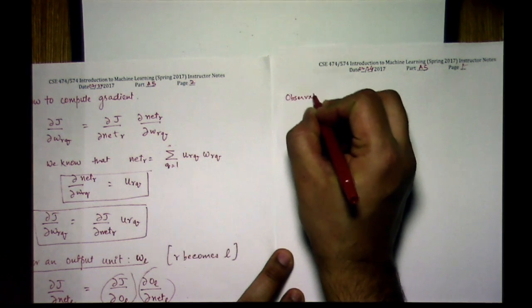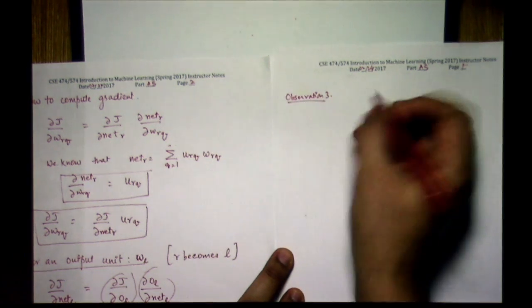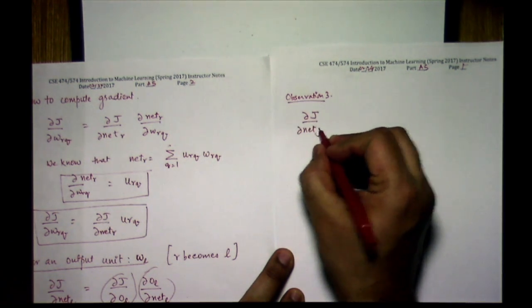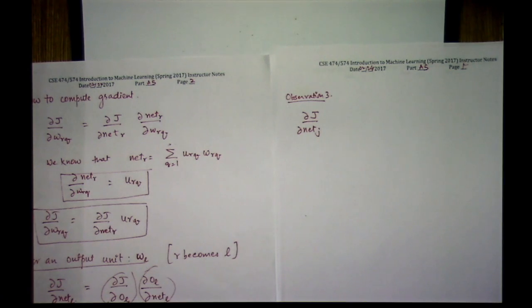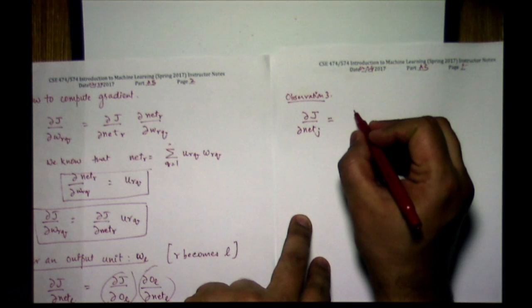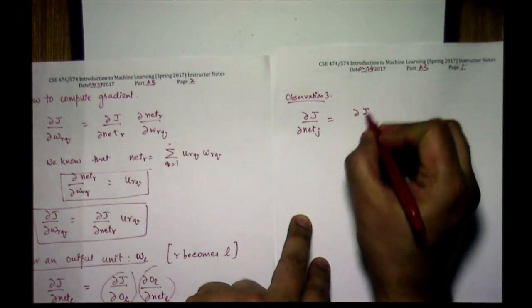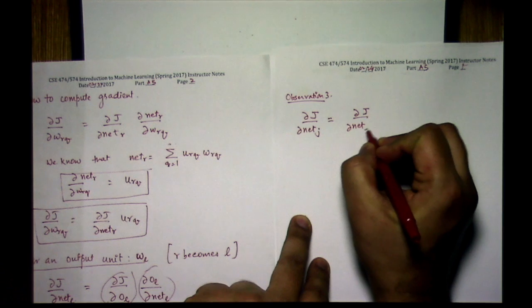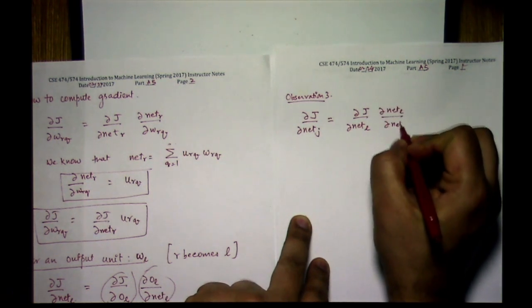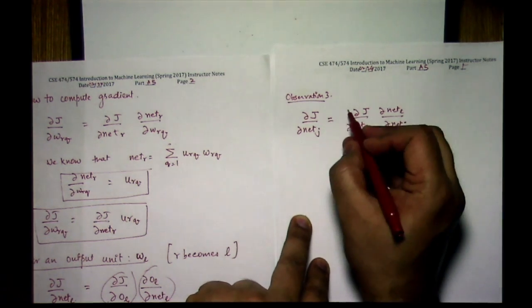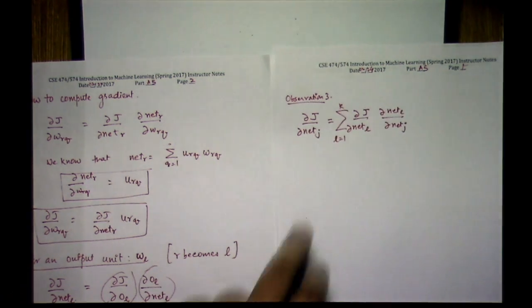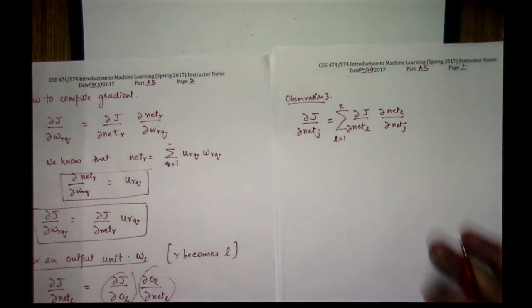Observation 3 is that the derivative of net j, which is the output within the jth hidden unit, right, is equal to this is a simple fraction rule, but since there are k of these and net L, so we go L equal to 1 through k, right? So this is how we will compute this.